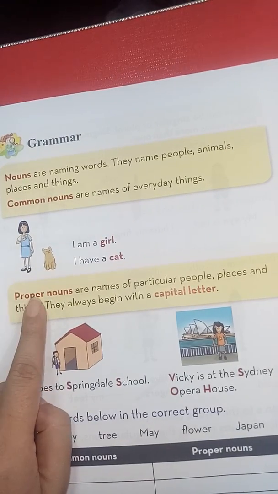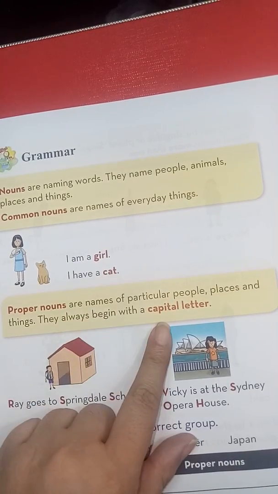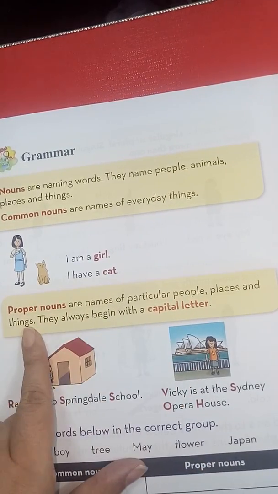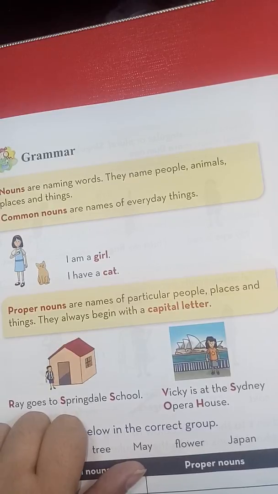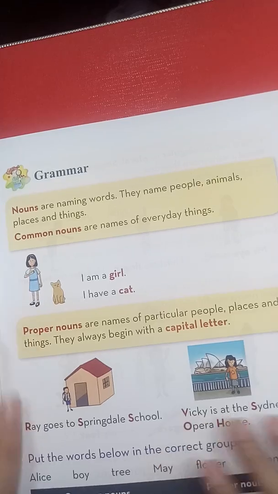Okay, next is proper noun. Proper nouns are the names of particular people, places, things. They always begin with a capital letter. Like if you name this girl, it will become a proper noun.